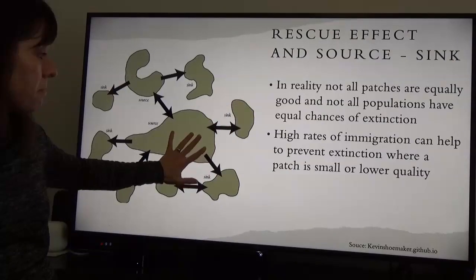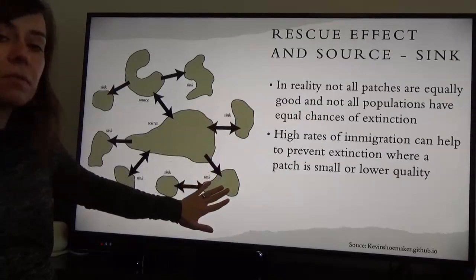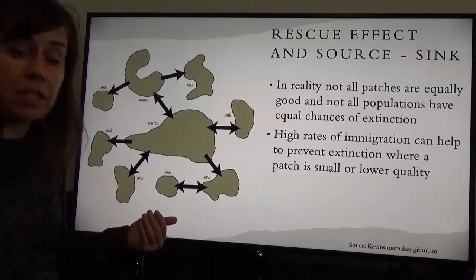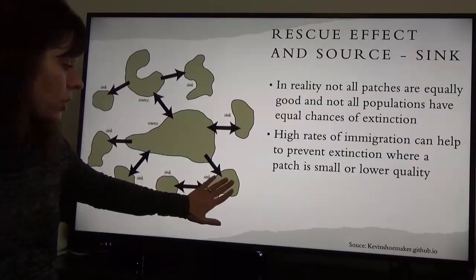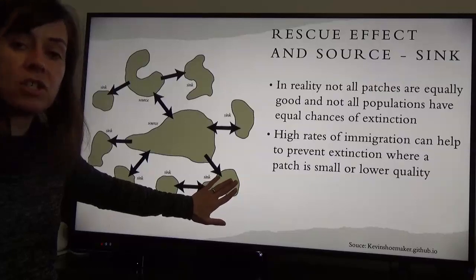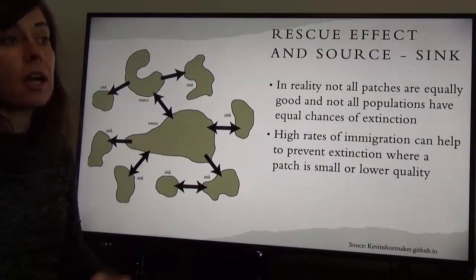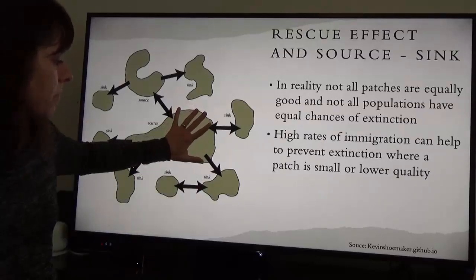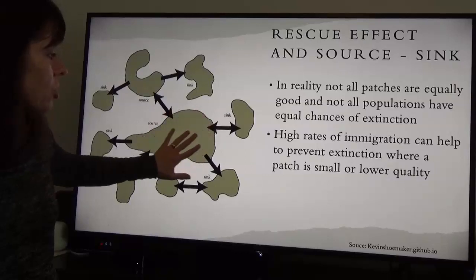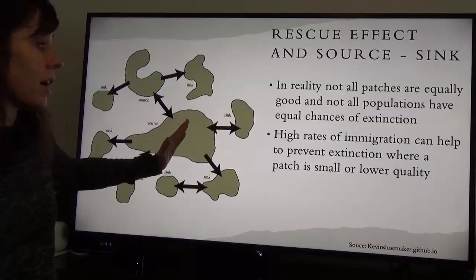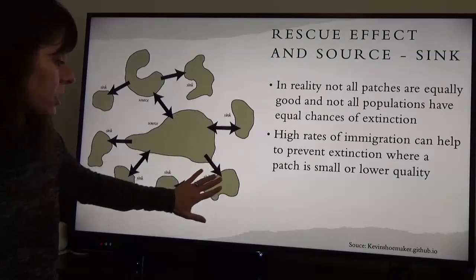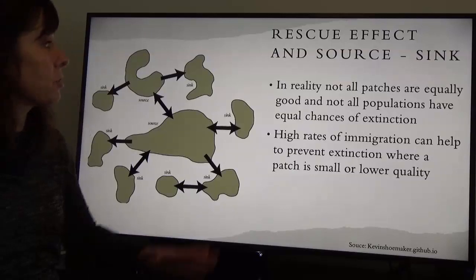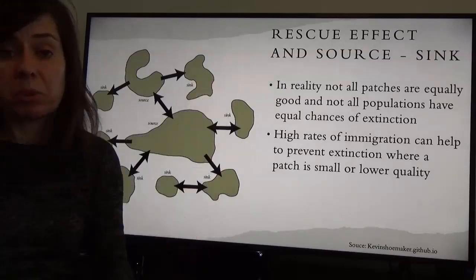And so in many cases, they rescue these sinks from going extinct. It may be the case that these smaller patches are too small to support a viable population. It may be the case that the habitat quality in those populations is not great and does not support a viable population. Either way, when you have a neighboring population in a metapopulation that has high rates of emigrants that can move into these neighboring sink patches, it leads to what we refer to as the rescue effect, or the avoidance of going extinct because of high rates of immigration.